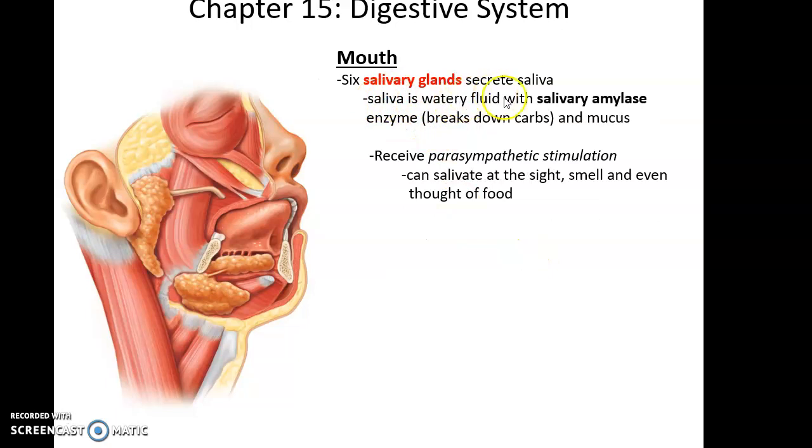So saliva is primarily water. It's like 99, 98 percent, something like that. Hugely, mostly water, but it does have some electrolytes and the enzyme salivary amylase. Salivary amylase, this enzyme helps to break down carbs. Also found in saliva is some mucus. So besides the mucus being produced in the mucous membrane lining the oral cavity and on the tongue, we also get some mucus in the saliva. And the parasympathetic stimulation is what can lead to salivation. So the parasympathetic division of the autonomic nervous system stimulates salivation by the sight of food, the smell of food, and even just thinking about yummy food.